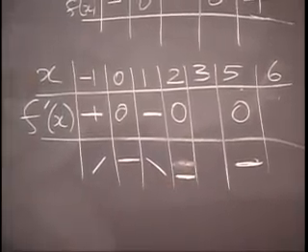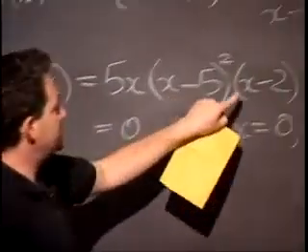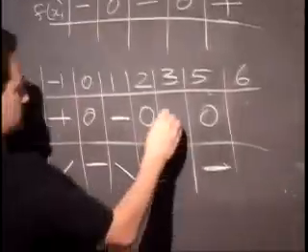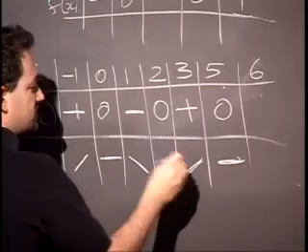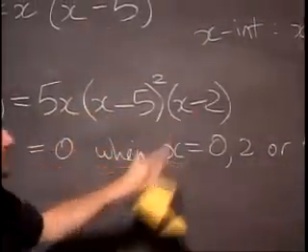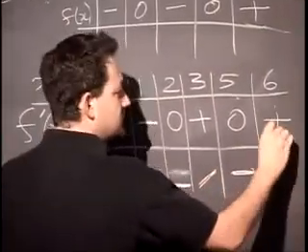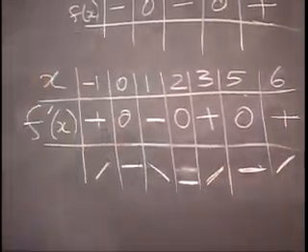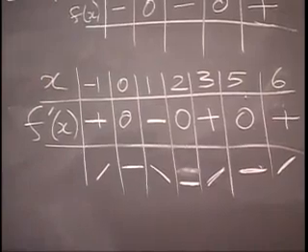How about at 3? Positive, positive, positive. So the function is increasing. And at 6, positive, positive, positive. Again, increasing. So there's the complete table of signs.